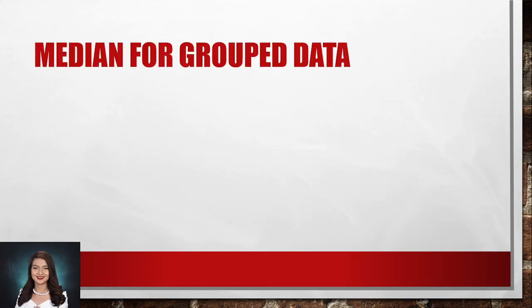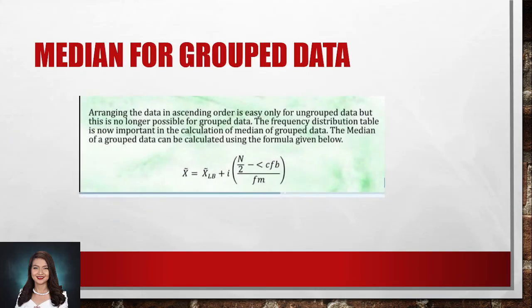Now, let's talk about median for grouped data. Arranging the data in ascending order is easy only for ungrouped data, but this is no longer possible for grouped data. As I have said, there is a difference between computing the ungrouped data and the grouped data. The frequency distribution table is now important in the calculation of median of grouped data. The median of grouped data can be calculated using the formula given below.